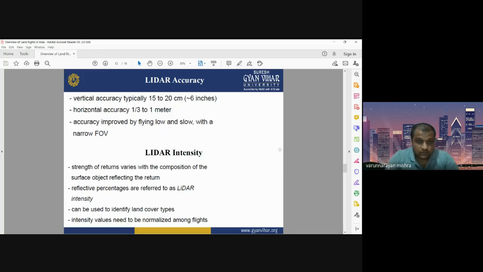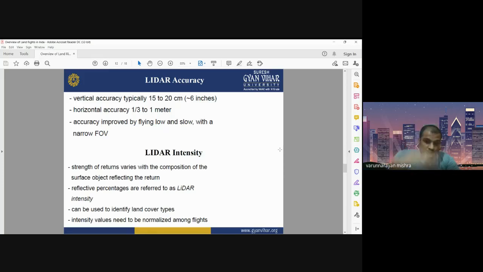When we use lidar, it will provide up to 15 to 20 centimeters of vertical accuracy, and horizontal accuracy of up to one third of a meter to 1 meter. The accuracy can be improved by flying low and slow with a narrow FOV. If we fly at low elevation, with a slow aircraft speed, and use a narrow FOV, we will have improved accuracy.